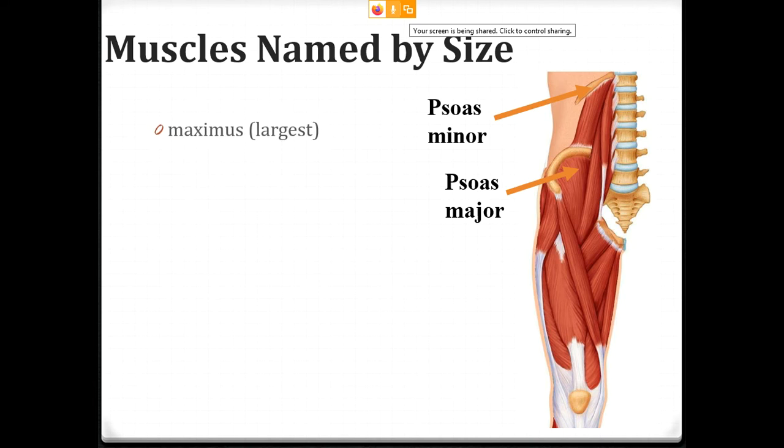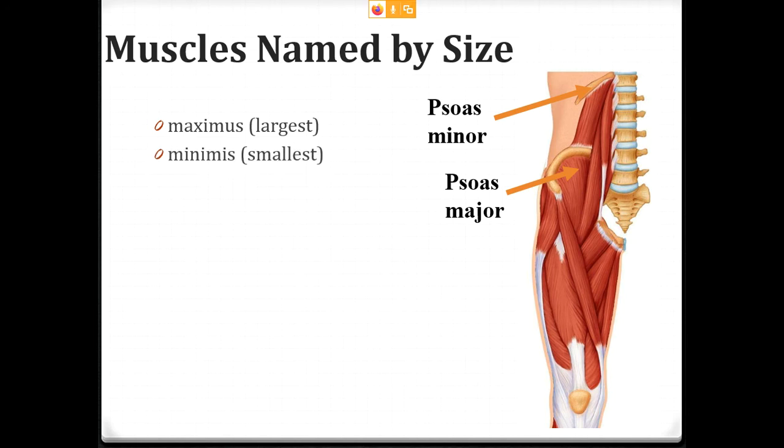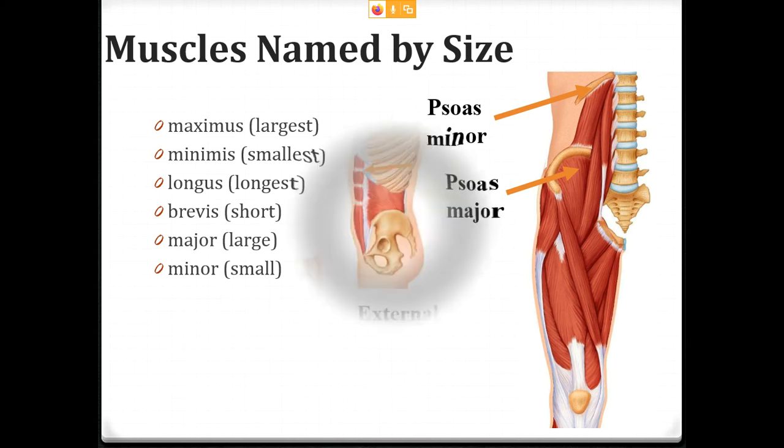Okay, so then muscles named by the size. Maximus. Suppose if it is bigger, it is called major. If it is smaller, it is called minor. Maximus means largest, gluteus maximus. Then minimus, gluteus minimus, smallest. Then longus means longest. Brevis means short. Major means large. Minor means small.